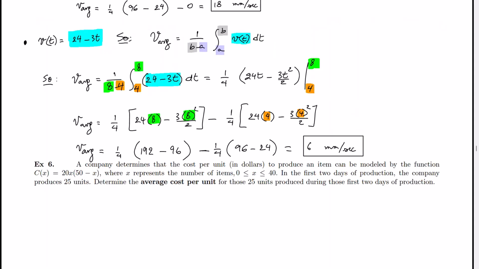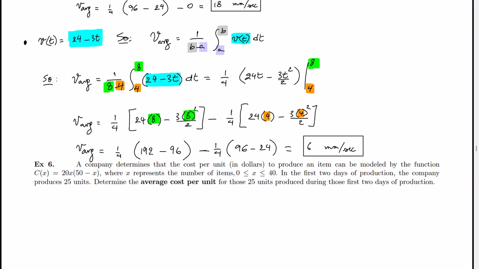So just like before, the velocity function is the same. So most of the work is going to be the same. The integral is going to result in the same expression when you integrate it. The only difference is the upper bound and lower bound are now 8 and 4. So when I plug everything in and do my calculation, I'm finding out that the average velocity on the interval from 4 to 8 is 6 millimeters per second. So hopefully you can confirm that your answer is also correct and you got the same thing.